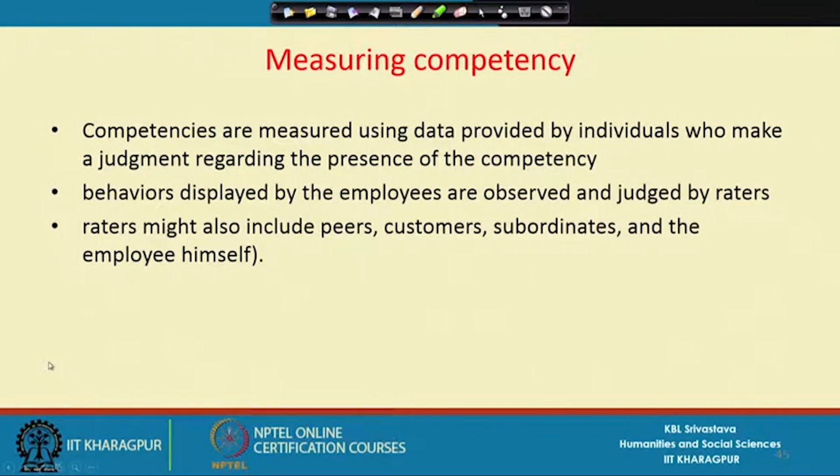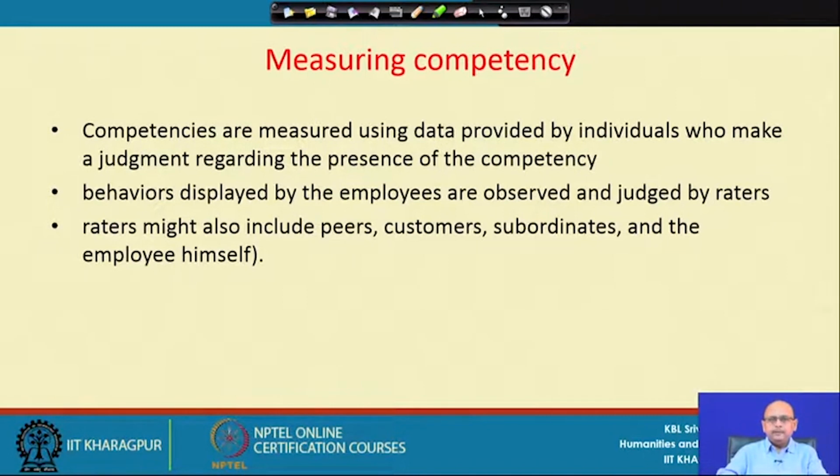So, based on identifying these competencies, we are going to measure the competencies. This is measured depending upon the data that is given by the individuals. So, it is based upon the judgment of the level of competency that is present or not present in the individuals, and this judgment is made depending upon the behavior that is displayed by the individuals, or the raters.